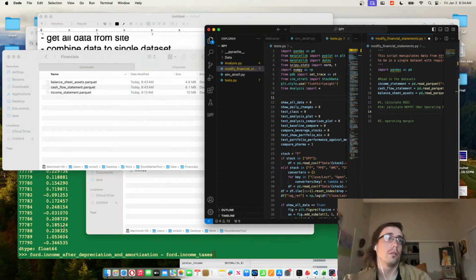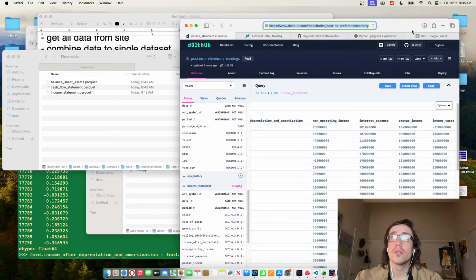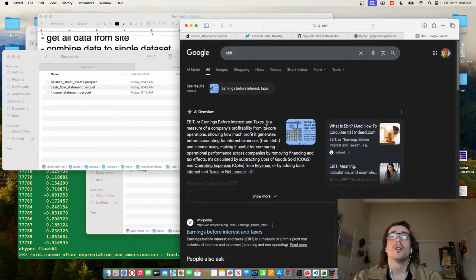Okay, so now, and keep on shining. So then we could say income statement of EBIT. I forgot what EBIT meant. Earnings before interest and taxes.